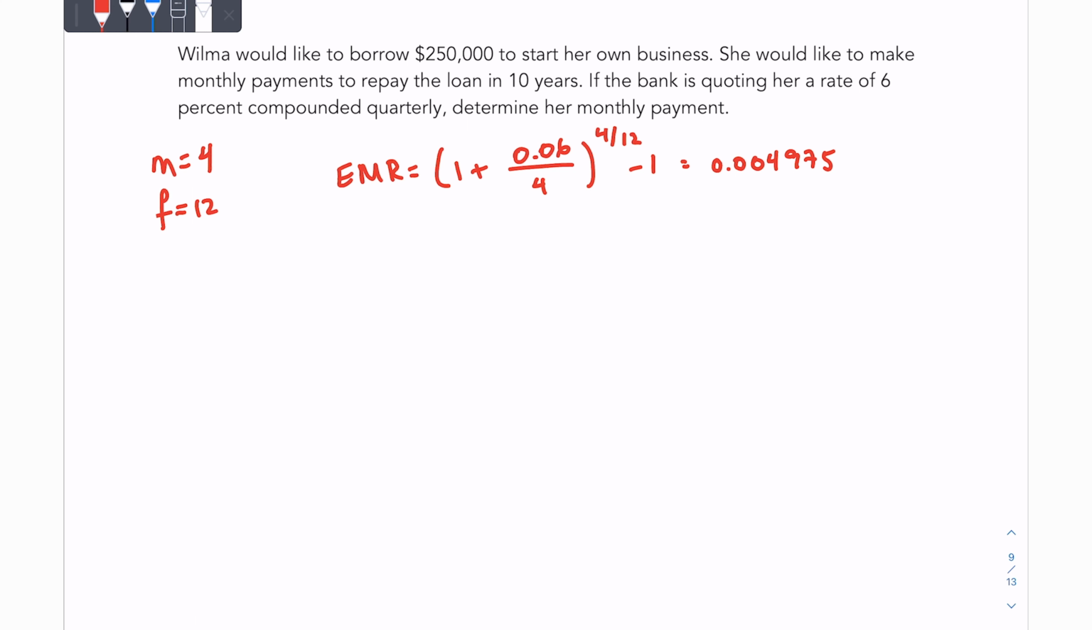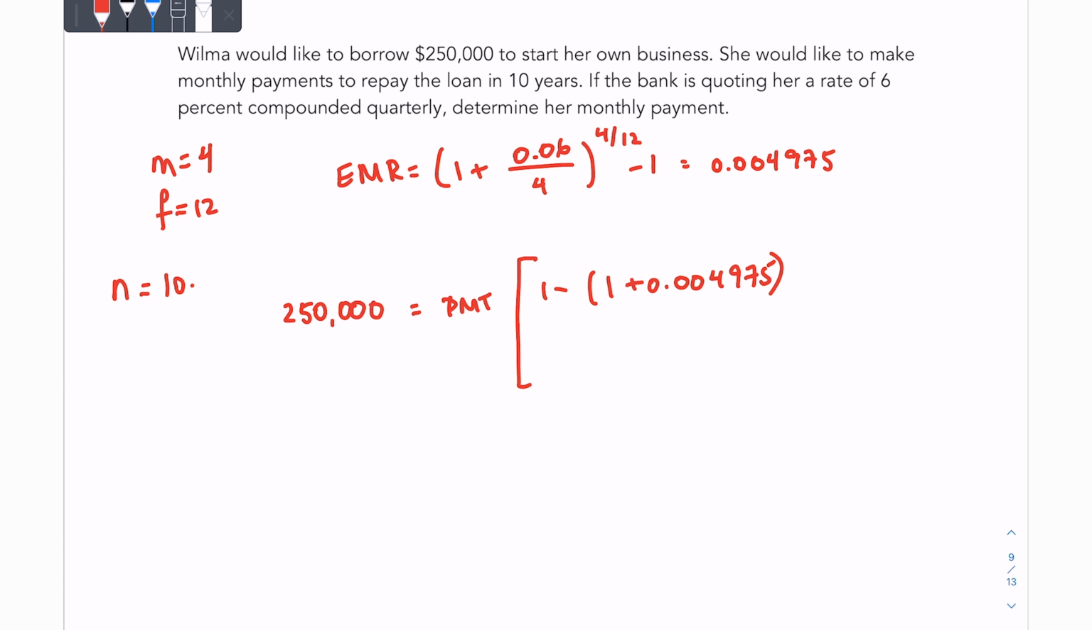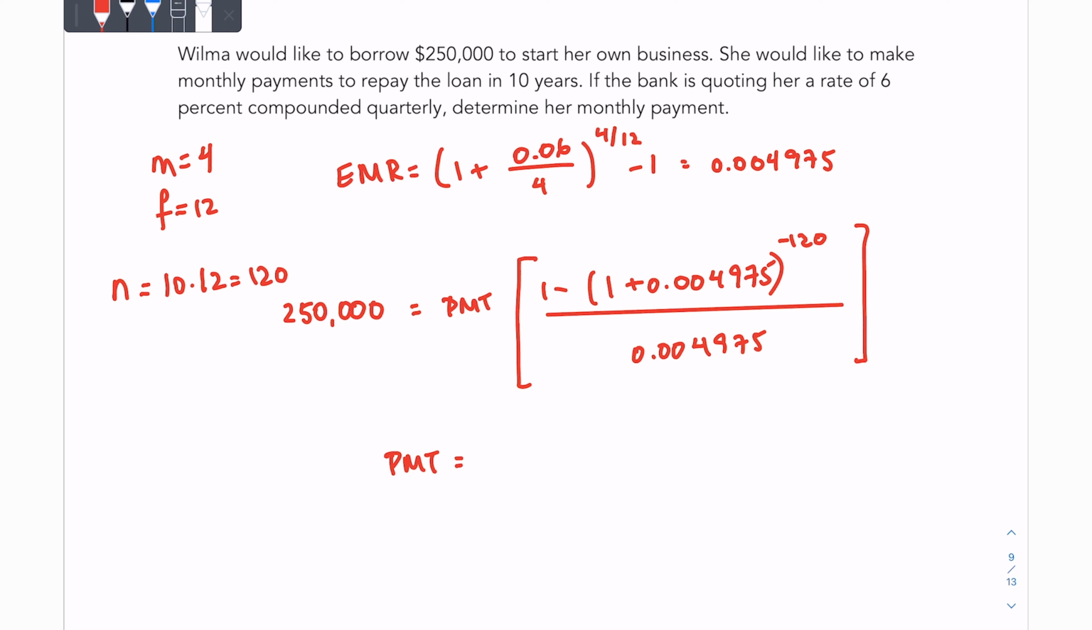So using an ordinary annuity formula, once again, we're going to be solving for the payment. So the present value is $250,000. That is the amount that was borrowed. PMT is what you're looking for. 1 minus 1 plus the rate you found. Now N is 10 years with monthly payments, so N is 120. So to the power negative 120 over the rate. So here the monthly payment is $2,771.75.